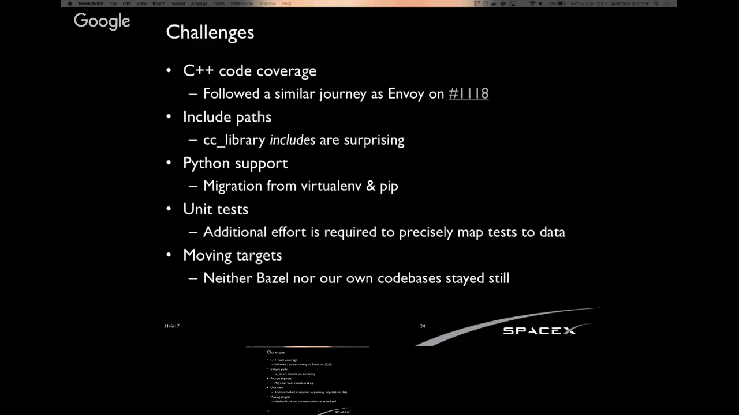But also our own internal code bases were changing a lot during this time. We've had a lot of launches, a lot of new features being built, and a number of different features of the build that were introduced that we had to then go and chase.